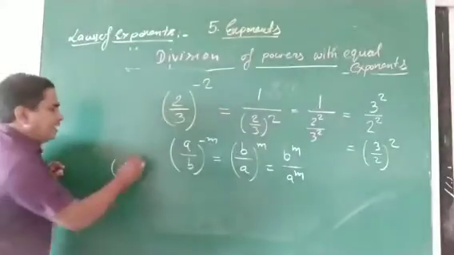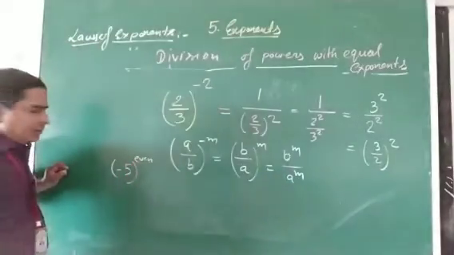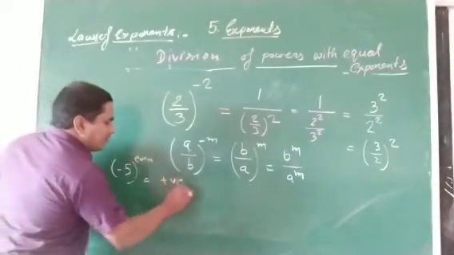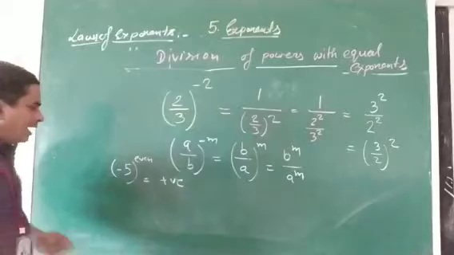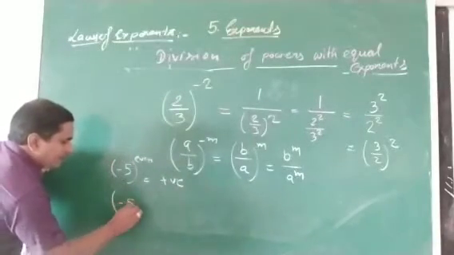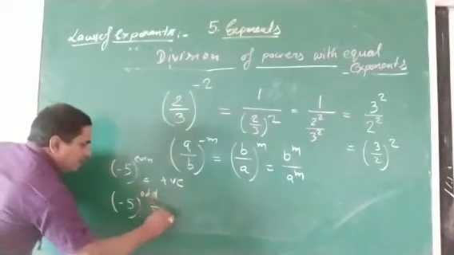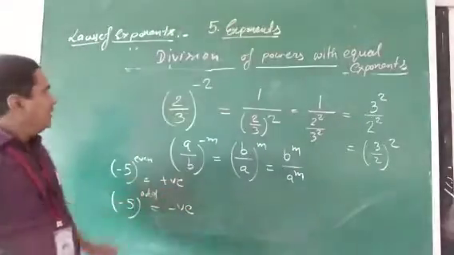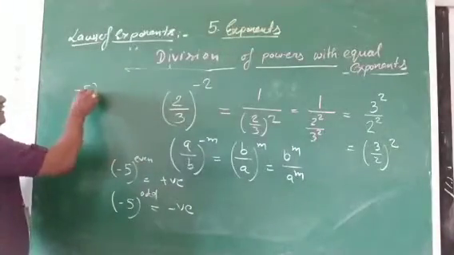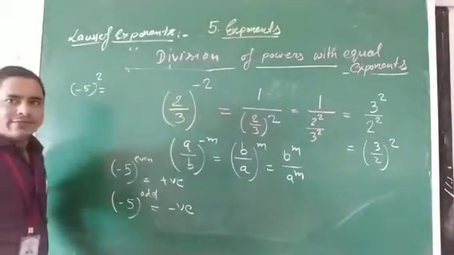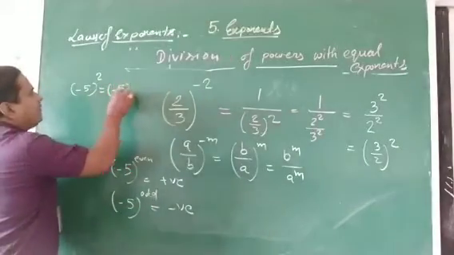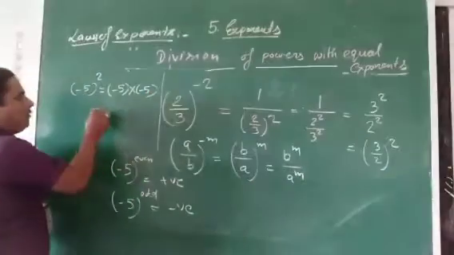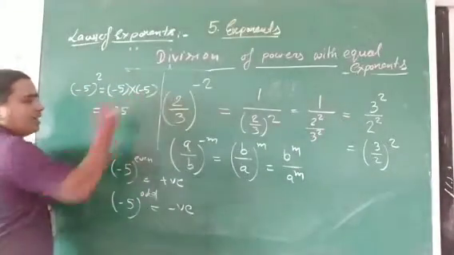If any negative number has an even or odd power, suppose minus 5 to the power even, its value is always positive. If any negative number has an odd power, its value is always negative. See, with example, suppose minus 5 to the power 2. What is its value? Minus 5 into minus 5. Clear? So 5 fives are 25, and minus into minus is plus.